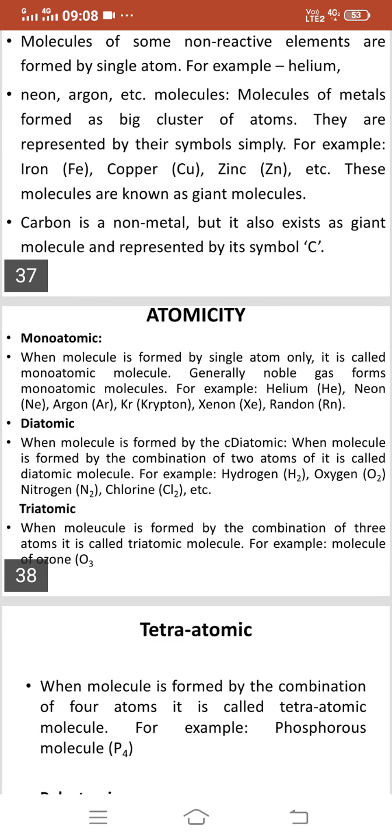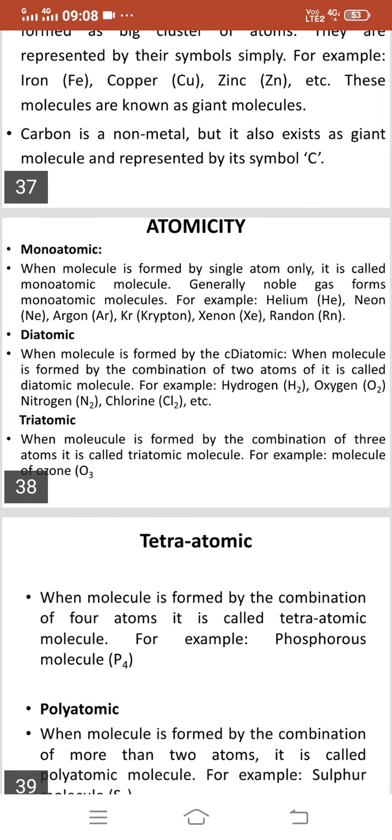Diatomic. When a molecule is formed by the combination of two atoms, it is called a diatomic molecule. For example, hydrogen H2, oxygen O2, nitrogen N2, chlorine Cl2, etc. Triatomic. When a molecule is formed by the combination of three atoms, it is called a triatomic molecule. An example is ozone, O3.